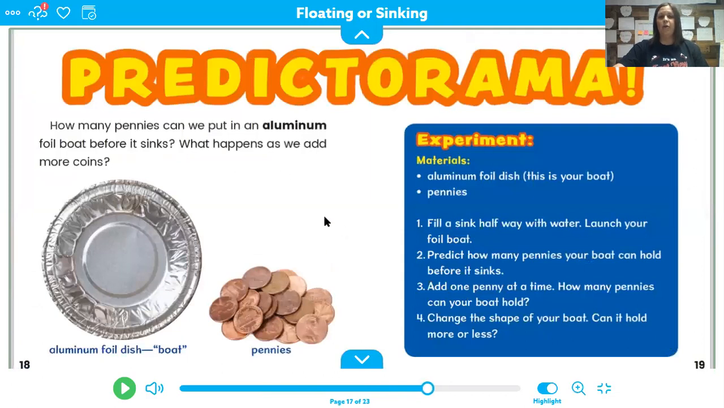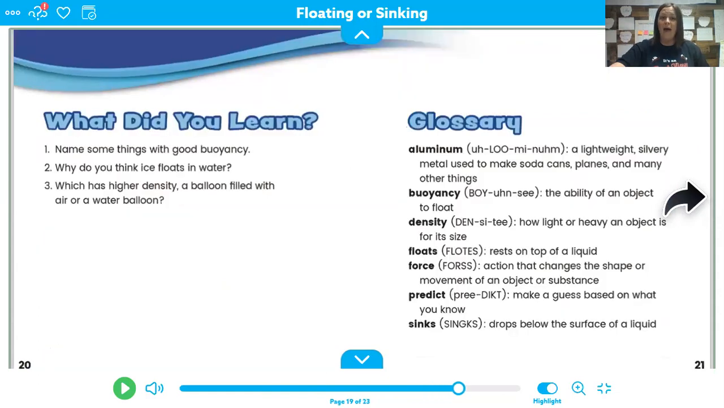And here is another one that you can try at home. This is another making a prediction, and it's taking a pie tin and putting it into the water and then keep adding pennies or different coins to see how many it takes before you can sink your boat in the water. You can also use different types of boats that you've made as well. So that was just a little bit of a story that I wanted to read to you today about sinking and floating.